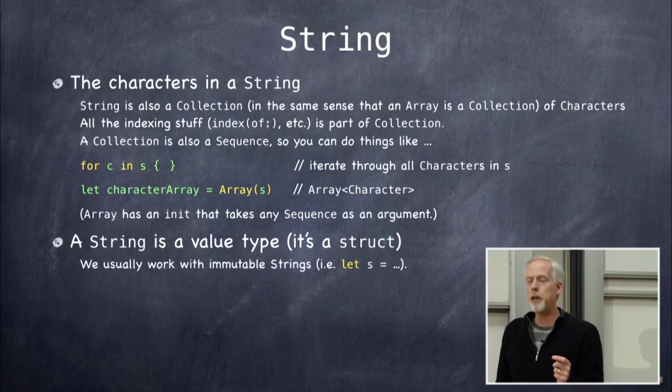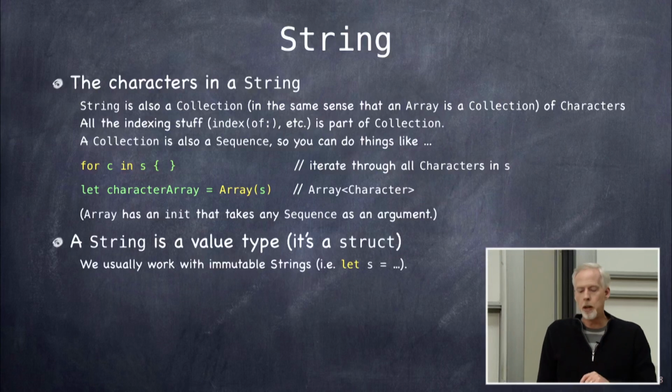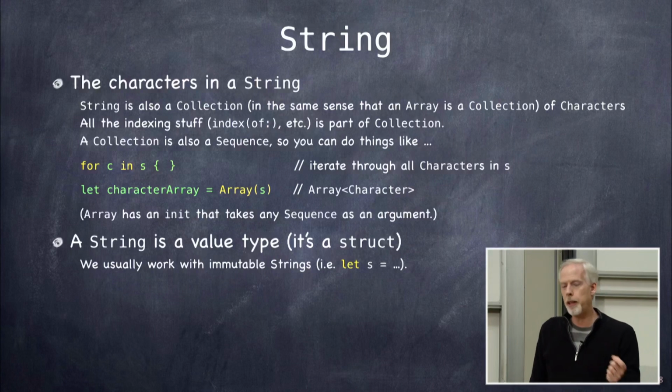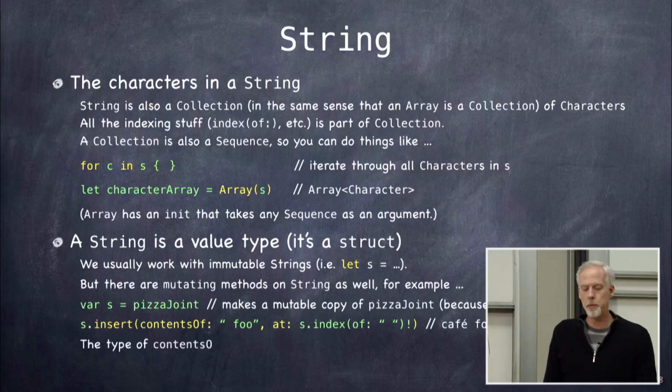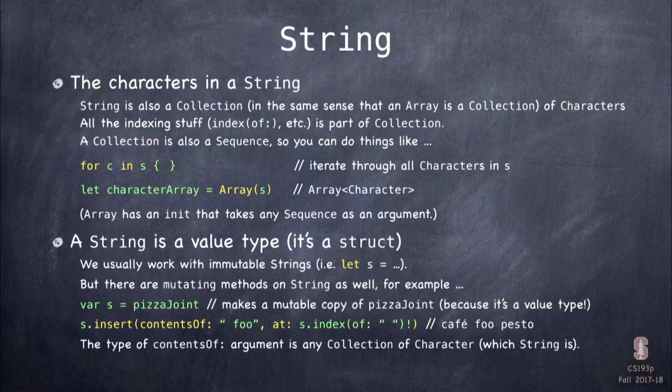Remember that a string is a value type. It's a struct. We almost always use immutable strings, like let s equal something. We're working with it immutably. But of course, there are mutable versions, mutable methods. There's another kind of protocol called range replaceable collection. That's kind of a collection that can be mutated. Ranges of the things can be replaced.